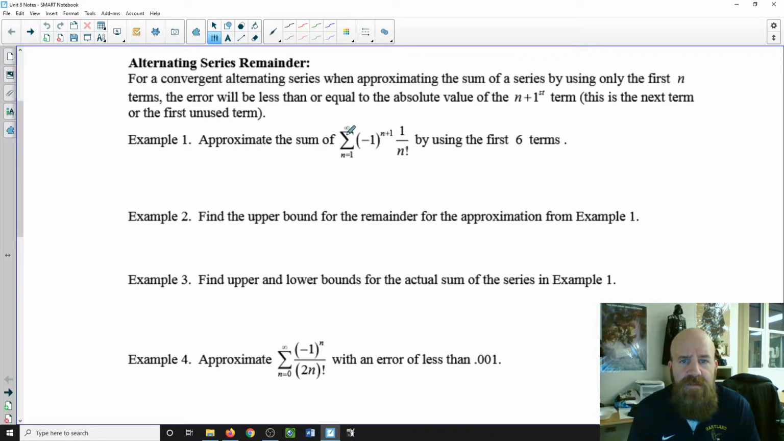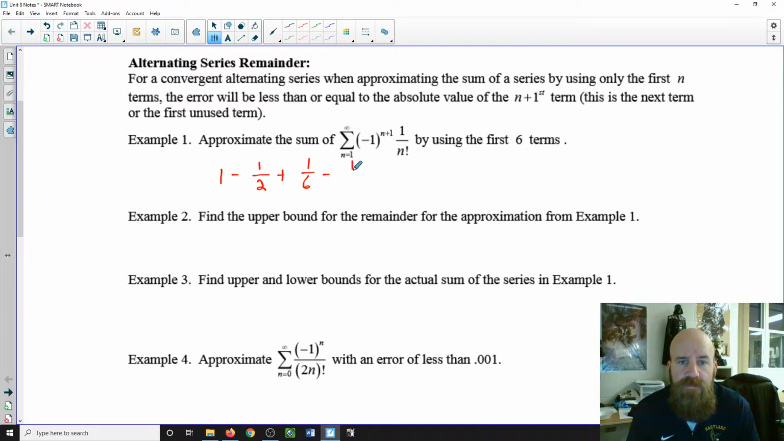So approximate the sum of this series by using the first 6 terms. So what we're going to do is list out the first 6 terms. We're going to plug in 1, and we're going to find out what that would be. So the first term would be 1. Plug in 2, we would have a negative value, so we have 1 over 2 factorial, or just 2. Plug in 3, we have a positive value, and we're going to get 3 factorial, which is 6.